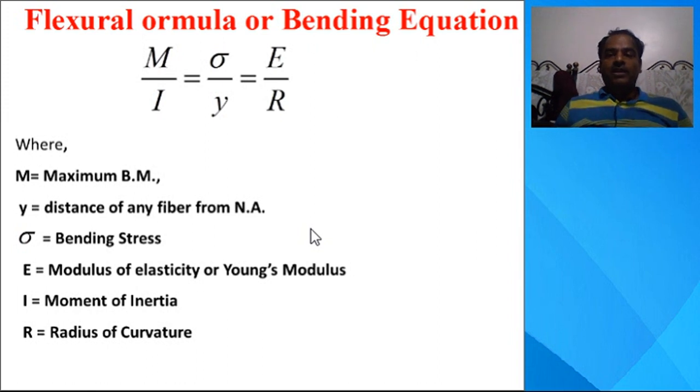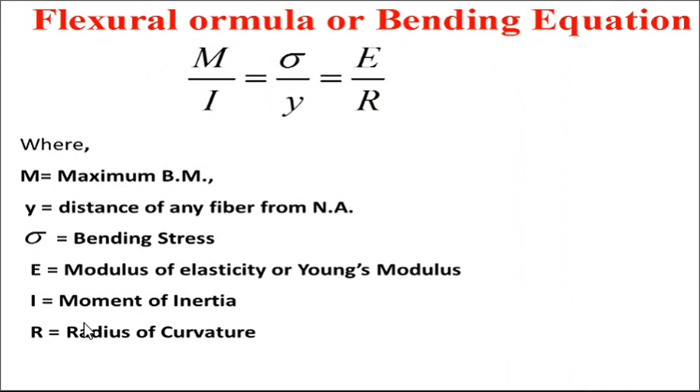So the bending formula is M upon I equal to sigma by y equal to E by R. By using this equation, we are going to solve a few numericals. In the equation, you cannot use all the six terms together. According to the problem, you must see what parameters are given in the problem. Accordingly, you use the parameters as per requirement.